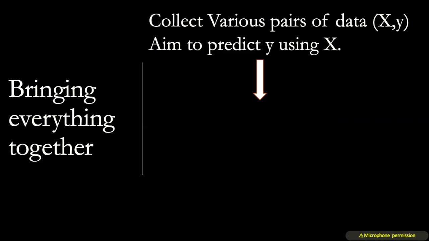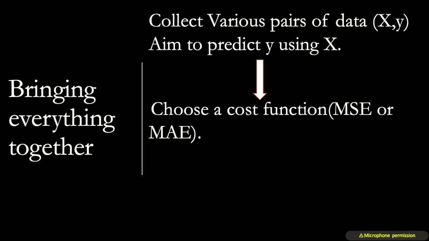Next, we choose a cost function. In simple linear regression, there are two choices for our cost function: the mean squared error, or MSE, or the mean absolute error, or MAE, cost function. Starting out, I will always recommend using the mean squared error cost function as opposed to the mean absolute error cost function, since it's the easiest to perform gradient descent with.